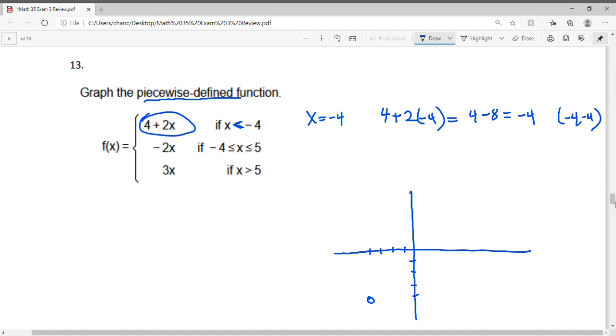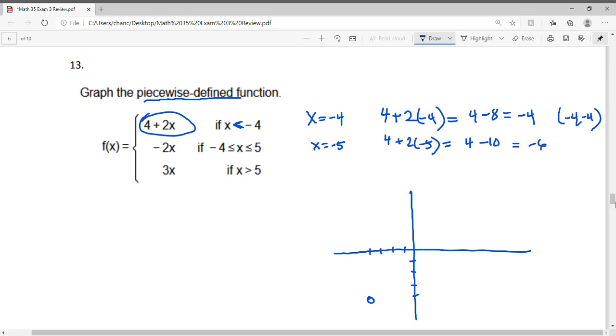Now let's pick another point. Let's pick something to the left of negative 4. Let's pick x equals negative 5, and I'm going to plug it into the same equation, 4 plus 2x. We have 4 plus 2 times negative 5. That's equal to 4 minus 10, and I get a negative 6.